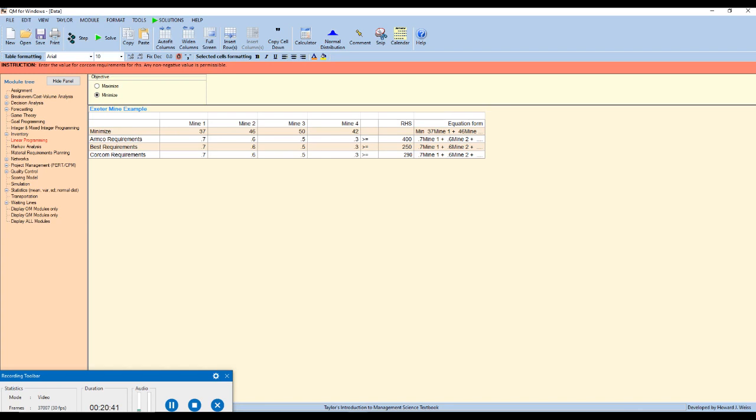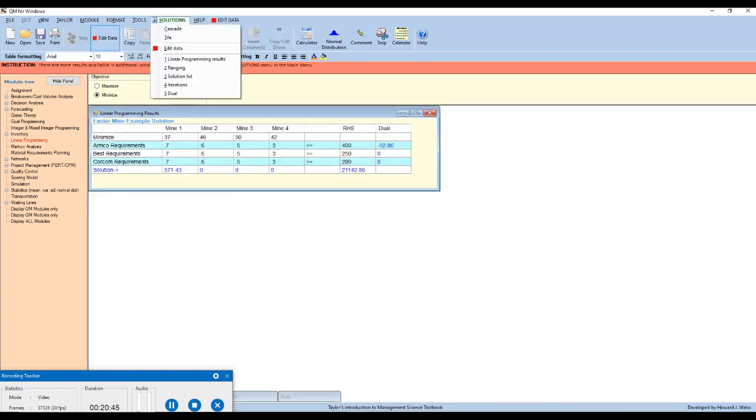Now all we have to do is hit solve. We've seen how easy it is. And what we are seeing is mine number 1. Because it is the cheapest to extract at $37, it's not only the cheapest to extract at 37, it's the highest concentration of ore. So very simply, the smartest choice, if there are no limitations on how much we can take from the first mine, that is the correct choice.